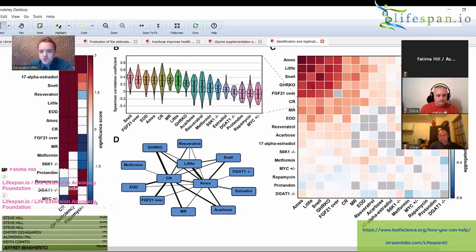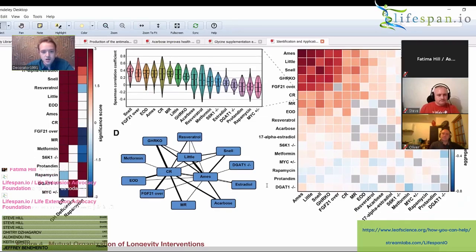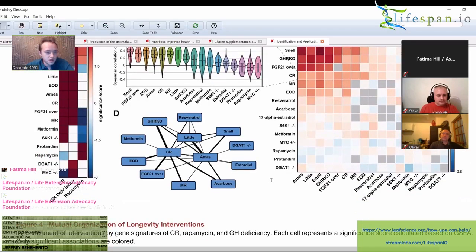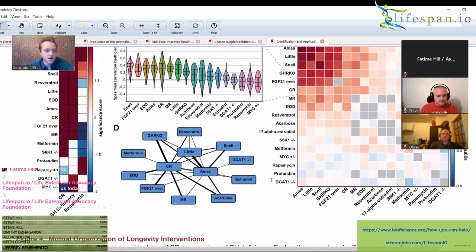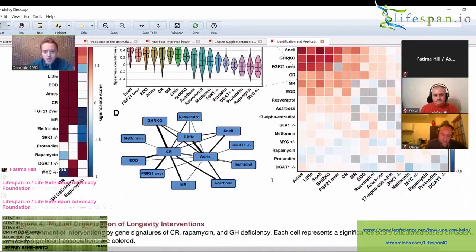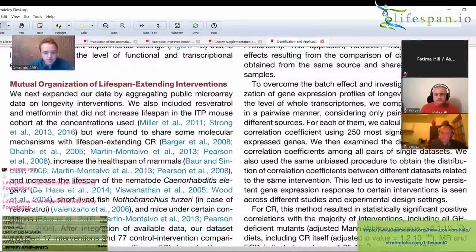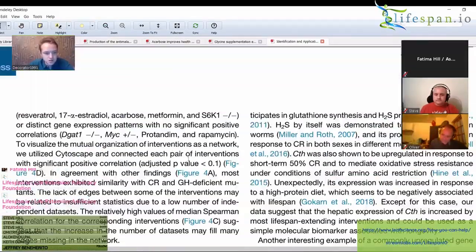Well, in general, we see that on average, interventions have similar effect on gene expression. So on average, the correlation is positive. And that's why we were interested in identifying common signatures of different interventions. So basically the biomarkers of lifespan extension: which genes respond in the same direction, regardless of the type of intervention. And we basically identified such genes. We identified about 300 of them, and it's shown here.